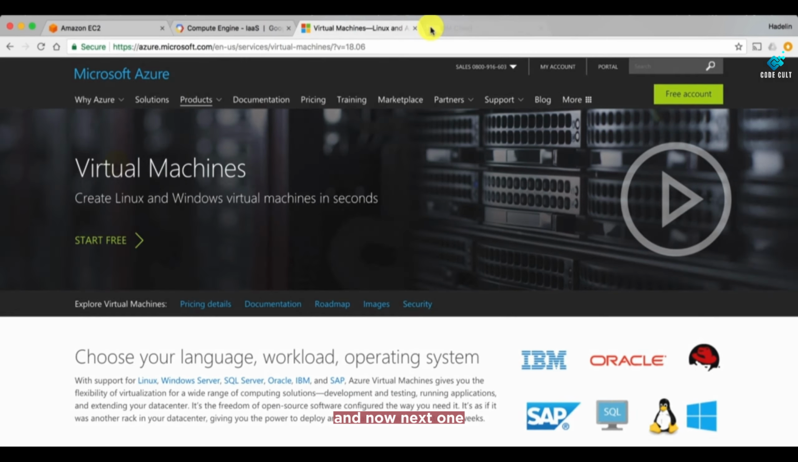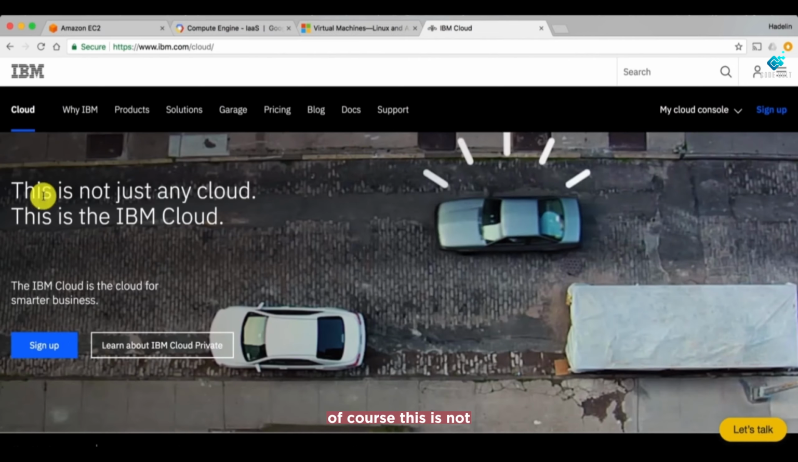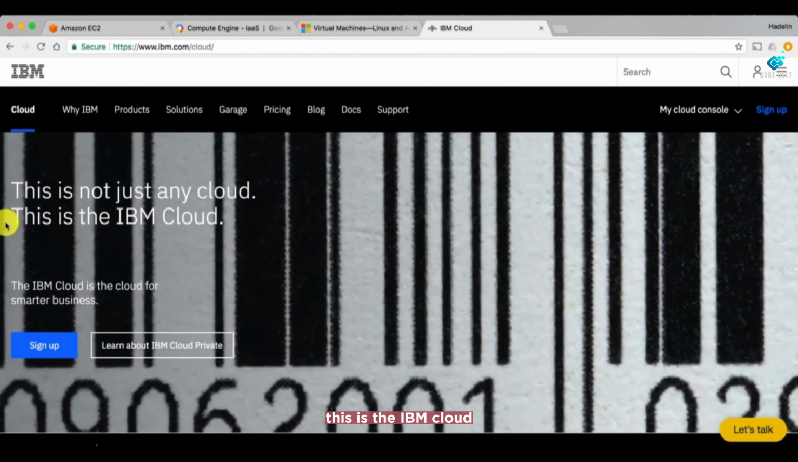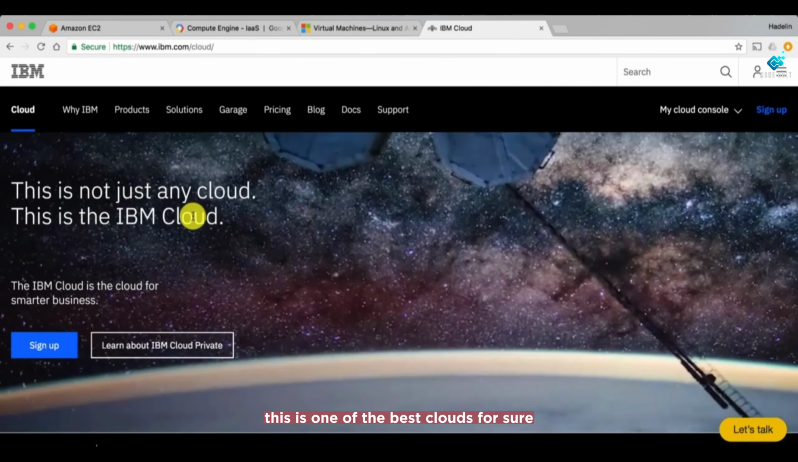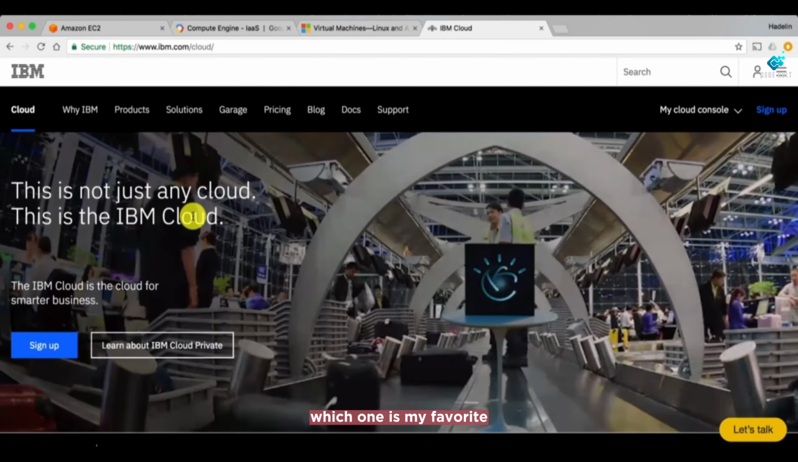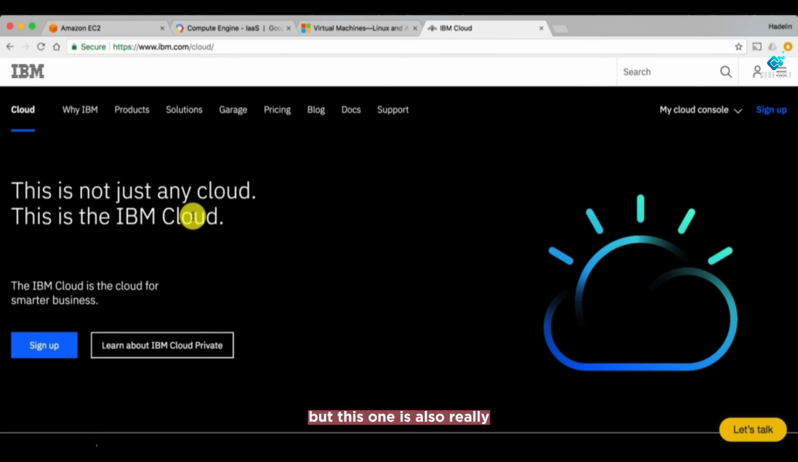And now, next one, that's the first link, of course. This is not just any cloud. This is the IBM cloud. There we go. This is one of the best clouds for sure. I'm not telling you yet which one is my favorite, but this one is also really, really good. I'm not saying that I used all the clouds for a long time. You know, I didn't develop some machine learning applications for big projects on all of these clouds. I just want to be honest on that.